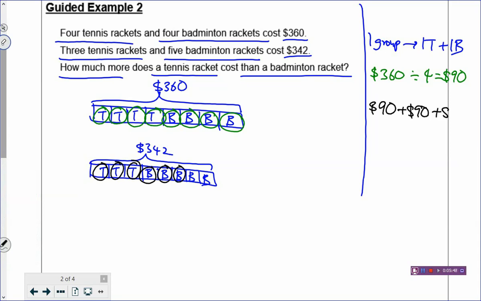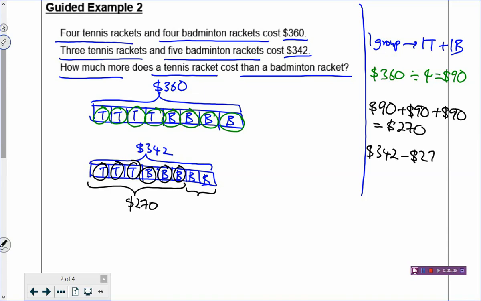So how much is 3 groups? That will be $270, which means that this part of the rectangle, the money is $270. So can you find how much is 2 badminton rackets? So you take 342 and you minus 270. How much would that be?